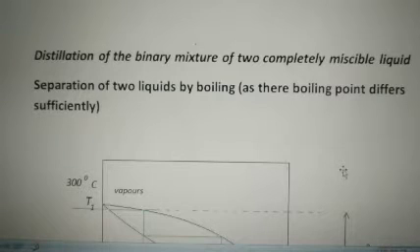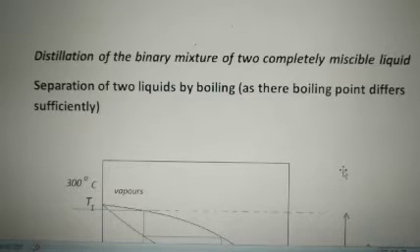In bracket I have written, as their boiling points differ sufficiently. Distillation is possible when the boiling points of the two liquids differ by a sufficient gap. If there is very little gap, it is not easy to separate the two liquids. But if the gap between the boiling points is larger, then we can separate the two liquids by boiling.